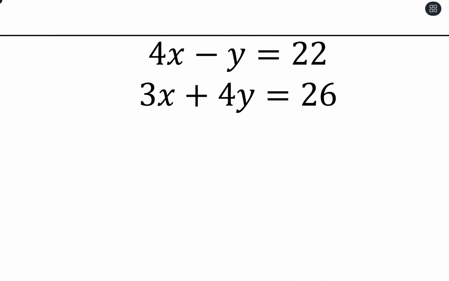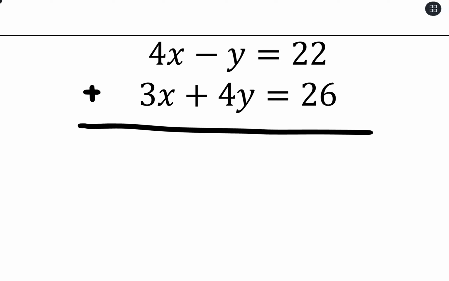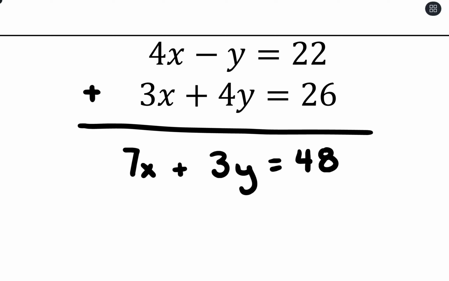However, with other cases, like this one, notice if we do that, what I would have is 4x plus 3x, which is 7x, -y plus 4y, which is a plus 3y, equals 48. And now we have an equation with two variables. We don't want that. So when we get to this one, we're going to do some adjusting so that we can get to that point where things cancel.